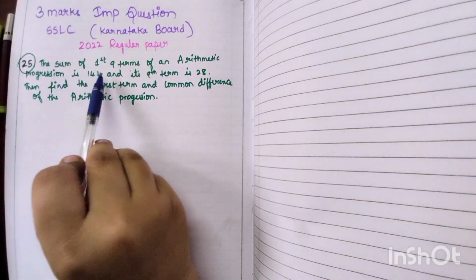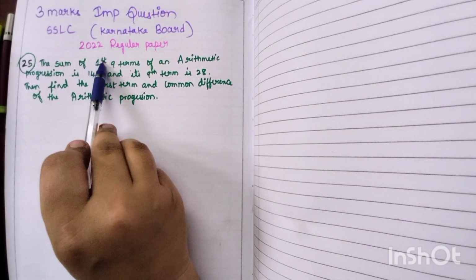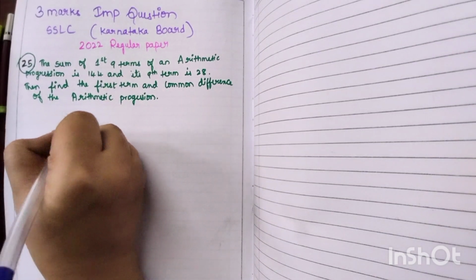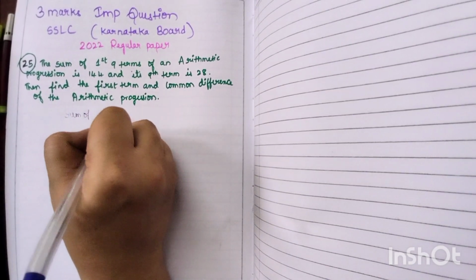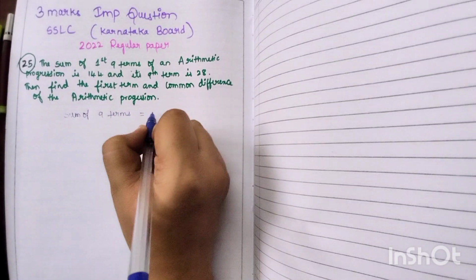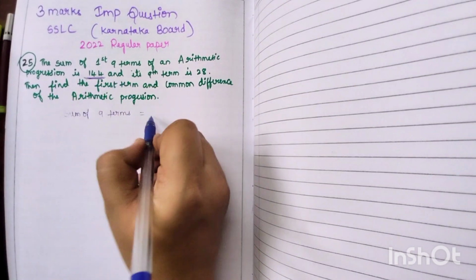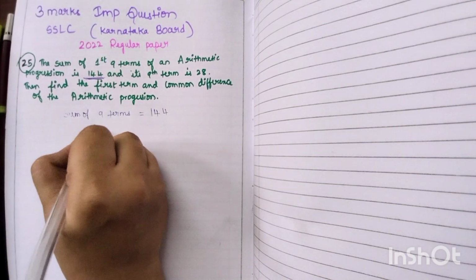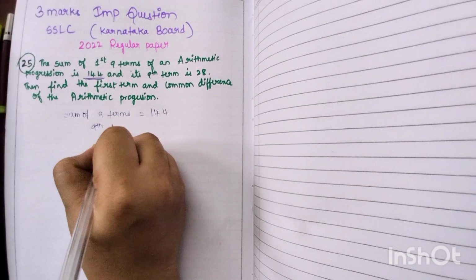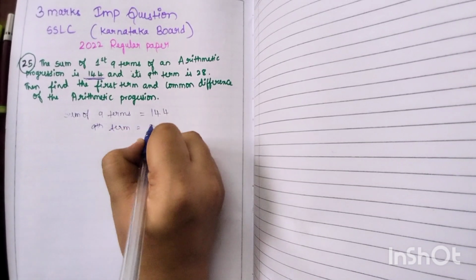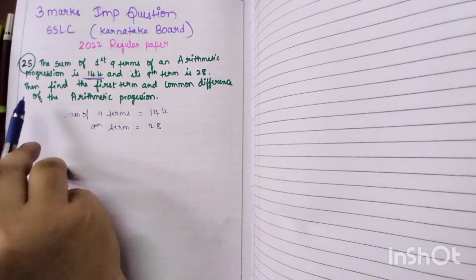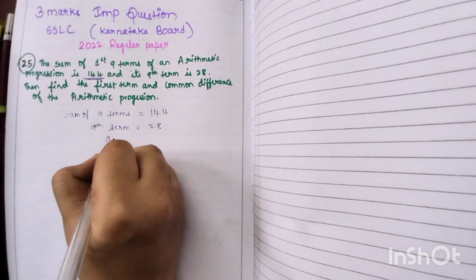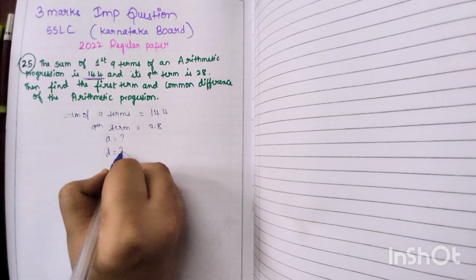As they have given, the sum of the first 9 terms is equal to 144. Then the last, ninth term is equal to 28. Then find the first term and the common difference. So what we have to find is A and D.